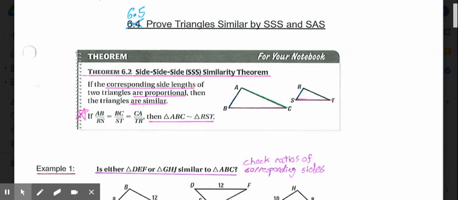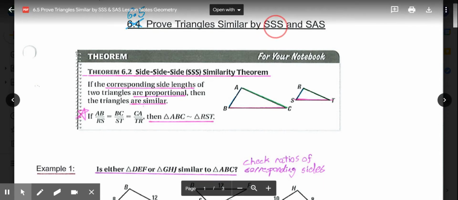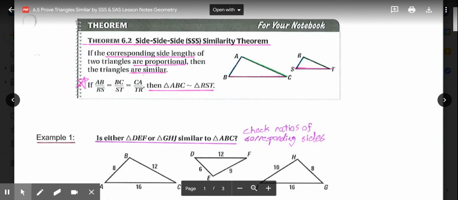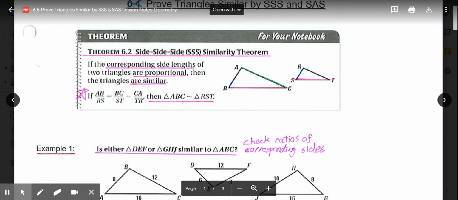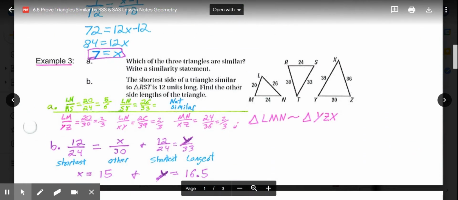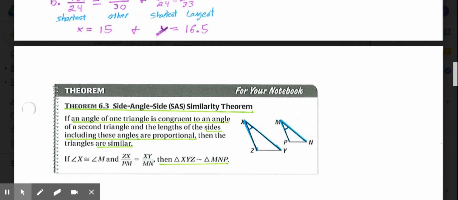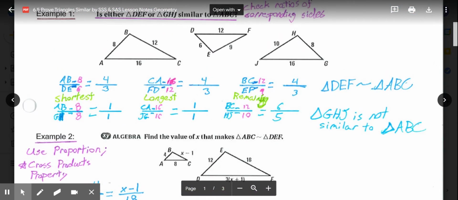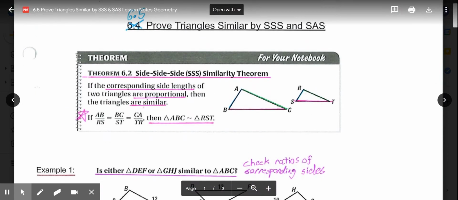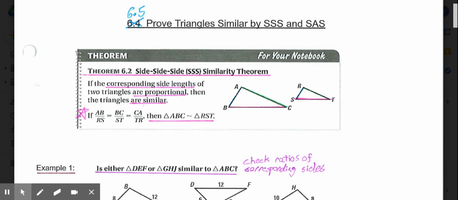Welcome to lesson 6.5, prove triangles similar by side, side, side, and side, angle, side. In this case, we're going to be looking at theorem 6.2 for the side, side, side, and then theorem 6.3 for the side, angle, side similarity. So let's start up here with 6.2, our side, side, side similarity theorem.